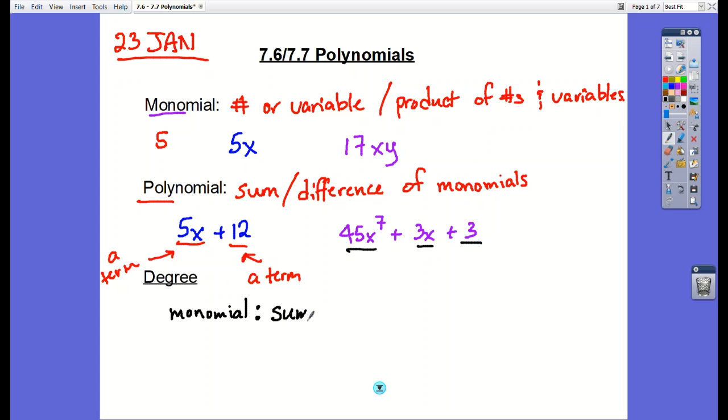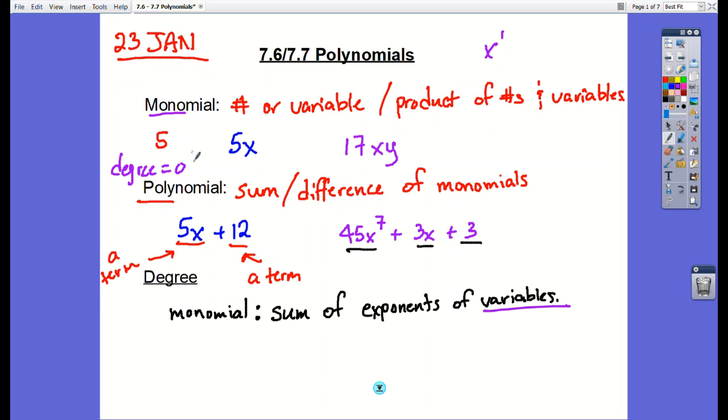This is the sum of the exponents. Okay. So let's find the degree of each of these three examples, right? So it is simply the sum of the exponents of the variables. So what's the exponent on the variable here? Because there is no variable written, but there is an exponent. It can't be 1 because there's no variable. So it's 0, right? This would have degree 0. There's no variable, so it's going to be 0.